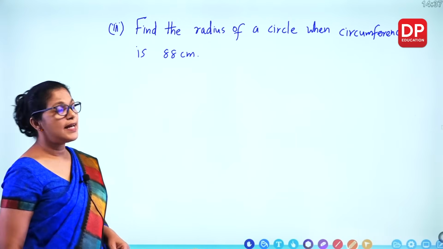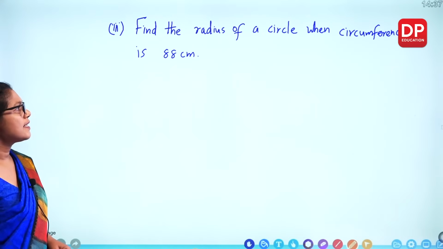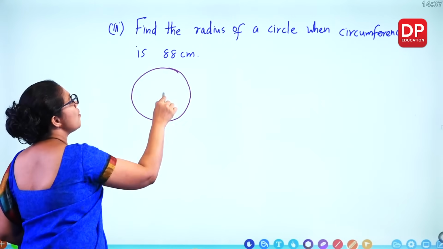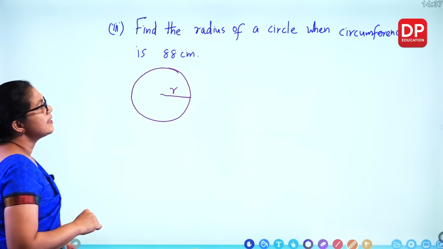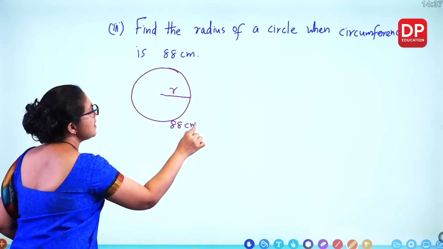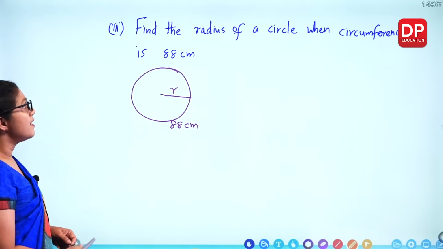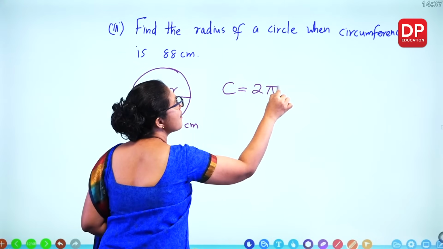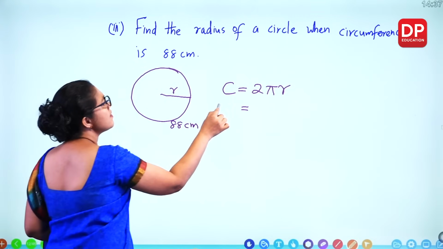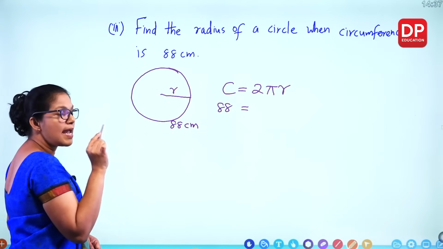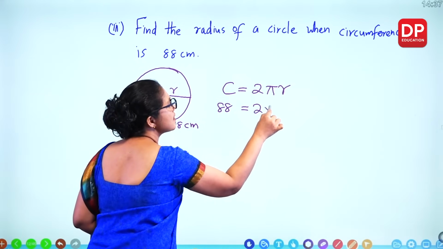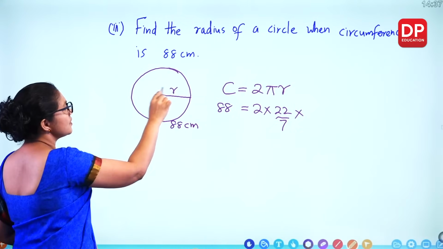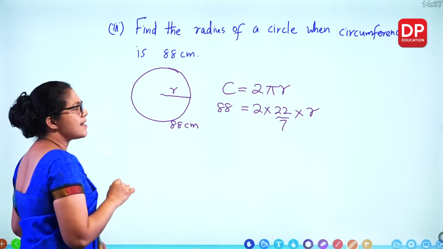Now we'll take another example. It says find the radius of a circle when the circumference is 88. Now the circumference is given and you are asked to find the radius. So here 88 centimeters is the circumference, and this is related to the radius. So we can straight away use the formula C equals 2 pi r. We know the circumference is 88, so you can substitute 88 instead of C. So 2 times, what is the pi value? Pi value is 22/7. What is the radius value? We don't know, so we can use r as the radius.